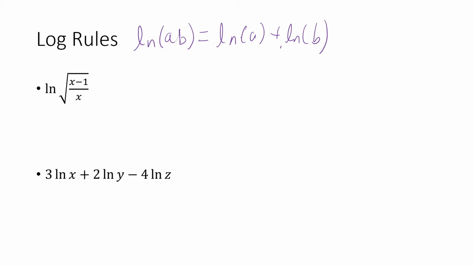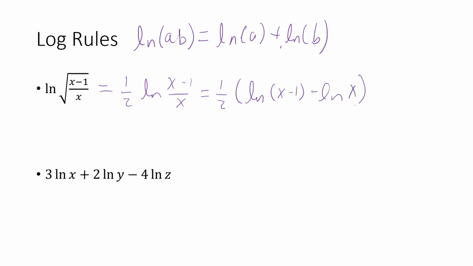Sometimes if you get a log of a complicated expression, it's easier to break it down. So here we think about the square root as the 1/2 power. So this is the same as 1/2 log of x minus 1 over x. And we can think about that quotient and rewrite this as 1/2 the quantity log of x minus 1 minus log of x. And sometimes that kind of algebraic rearrangement will make it an easier problem to solve.